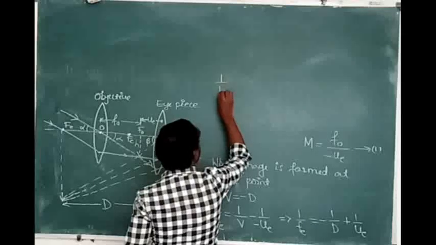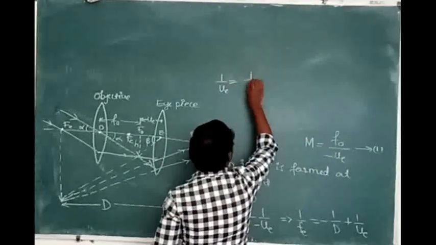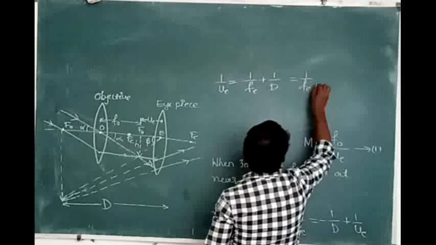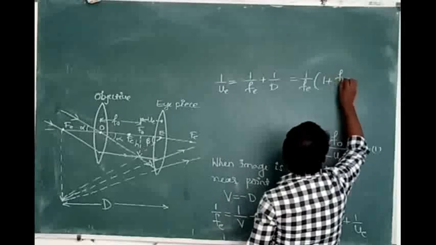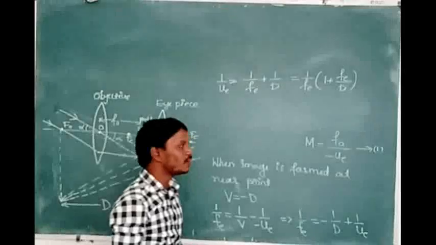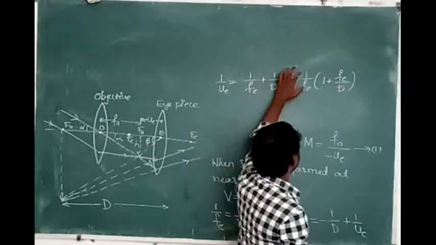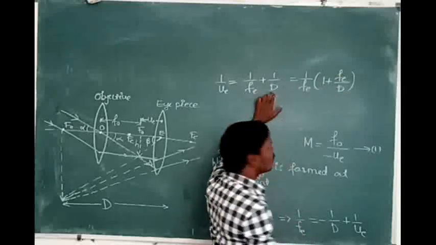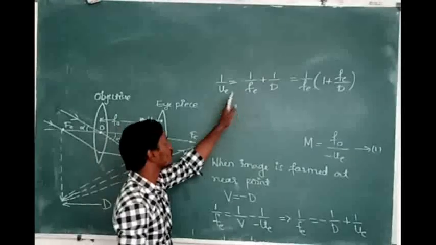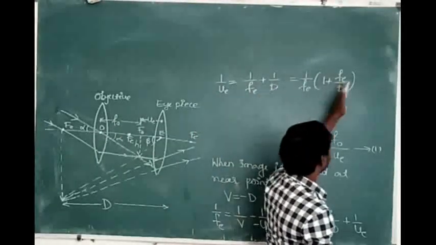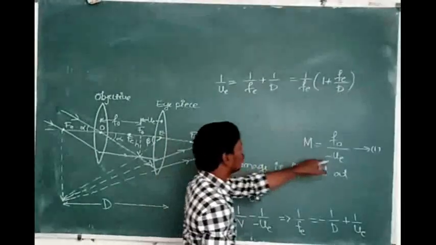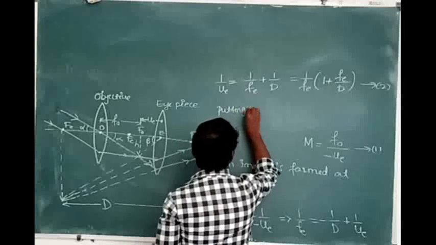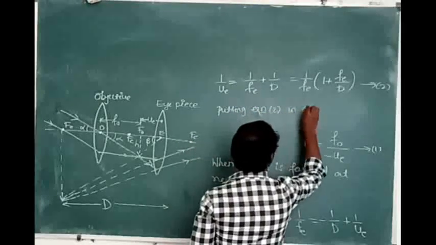Then 1 by uv is equal to 1 by fp plus 1 by d. So I will write this equation as 1 by fp into 1 plus fp by d. Once again, multiplying this 1 by fp with the bracket, we get the same thing: 1 by fp into 1, that is 1 by fp, plus 1 by fp into fp by d, that is fp gets cancelled and 1 by d remains. So I will modify this equation as 1 by uv is equal to 1 by fp into 1 plus fp by d. Next, putting this value, equation 2, in equation 1.